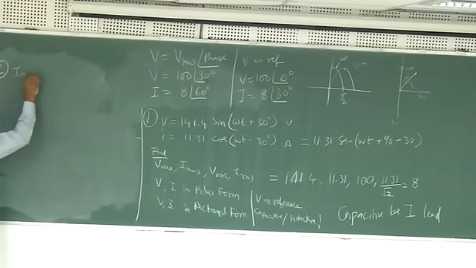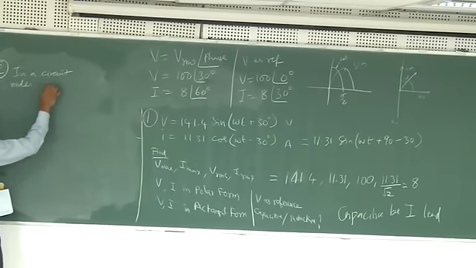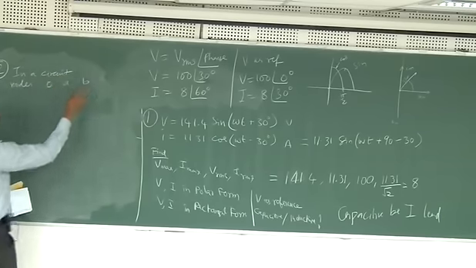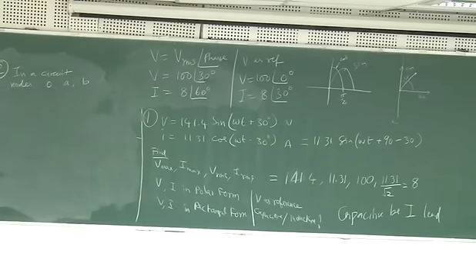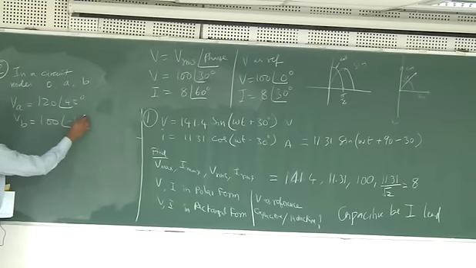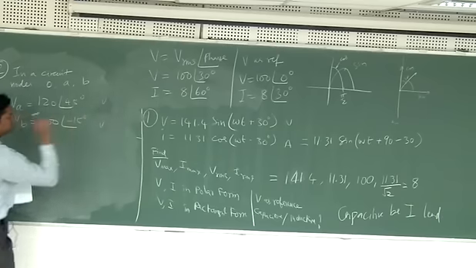So in a circuit, I have nodes: 0 node, A node and B node. So 3 nodes are there somewhere in the big circuit. Okay. So then VA is equal to 120 at 45 degrees. VB is equal to 100 at minus 15 degrees. This is in volts, this is in volts.